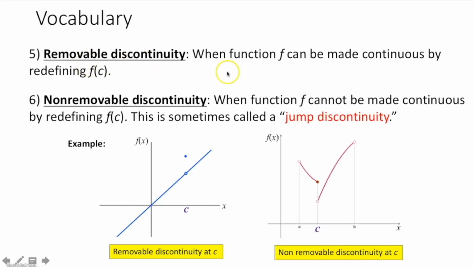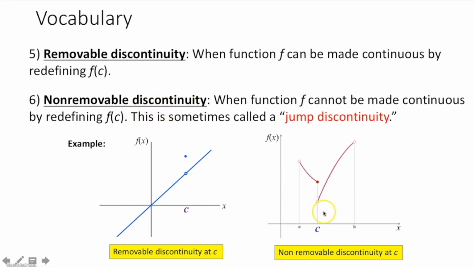A removable discontinuity is when function f can be made continuous by redefining f of c. That's just if at one point on the function there's a hole. If there's a hole, then that's just a removable discontinuity. We can just bring that point right back in here and cause it to be continuous if we wanted to. But a non-removable discontinuity is when f cannot be made continuous by redefining f of c. This is sometimes called a jump discontinuity. So here, there's a jump discontinuity because it's a non-removable discontinuity.